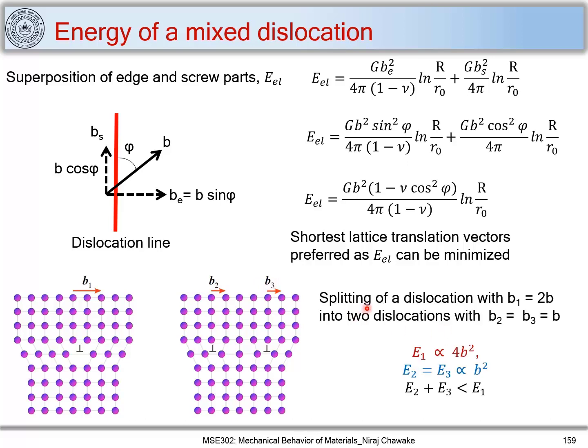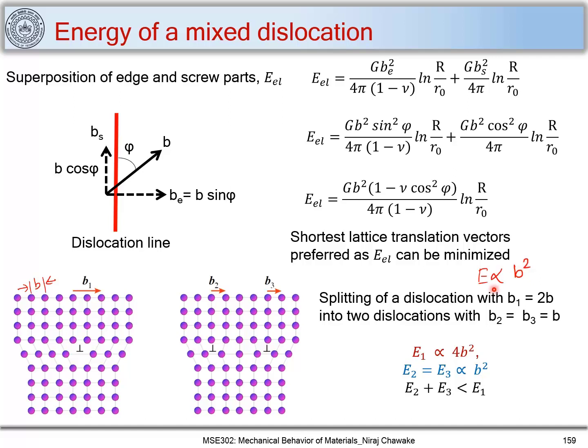So this splitting of a dislocation with b1, let's mark the Burgers vector here. We have a Burgers vector which will be a shortest lattice translation, so this will be b, and thus b1 I can write in terms of this b as 2b, whereas b2 and b3, these two Burgers vectors, I can write as b2 equal to b3 equal to b. And now using this relation, let us write it down: we said that E is proportional to b squared.